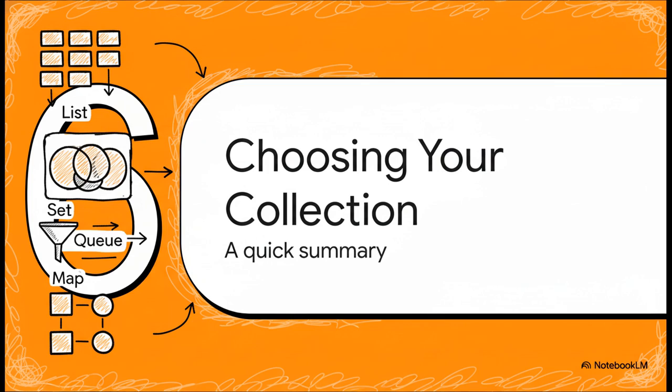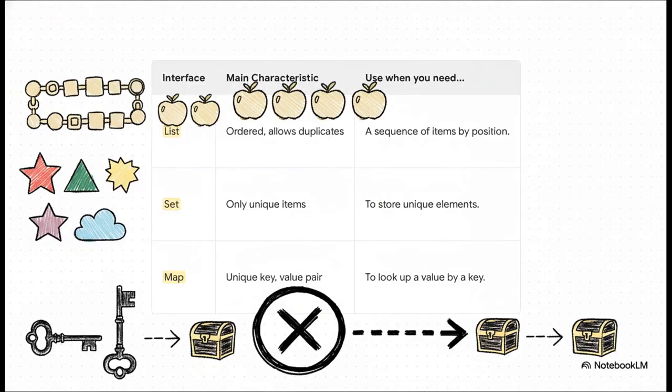That's your core toolbox. But now for the most important question, right? How do you actually choose which one to use? Let's break it down with a quick summary. Think of this as your go-to cheat sheet. It's really this simple. Need to keep things in a specific order and duplicates are okay? Use a list. Need to make sure every single item is unique? Go for a set. And if you need to look up values using some kind of unique ID, a map is absolutely what you want.